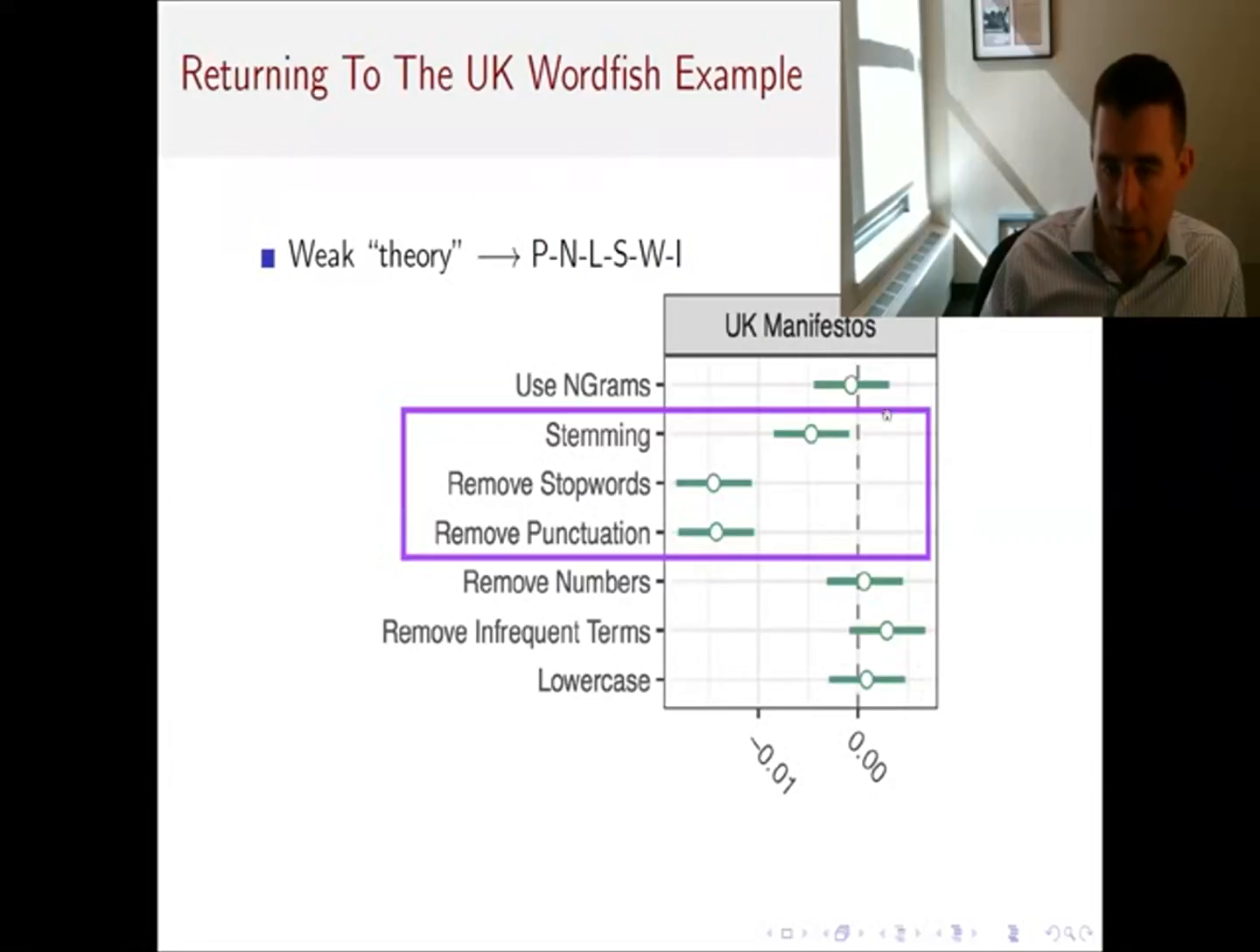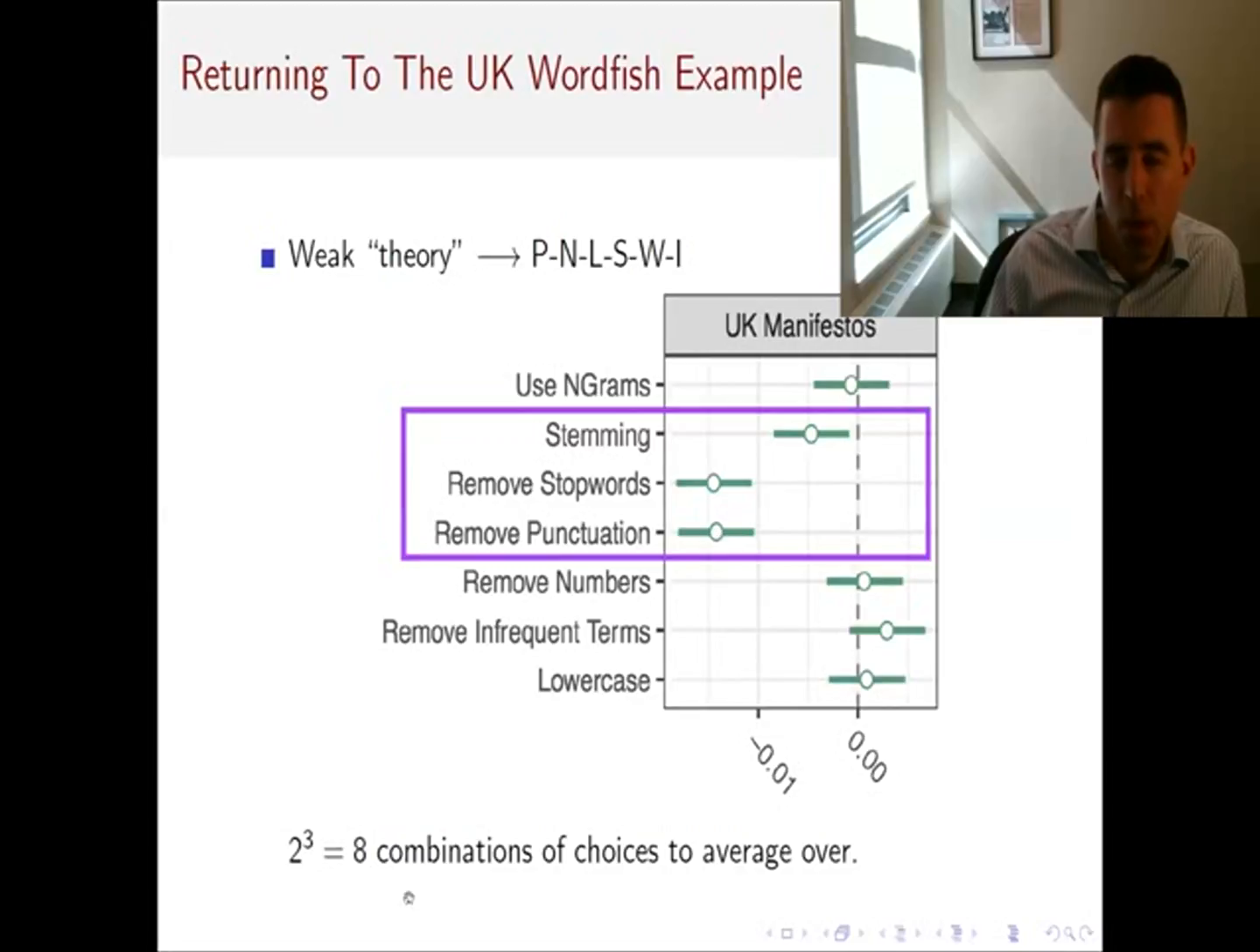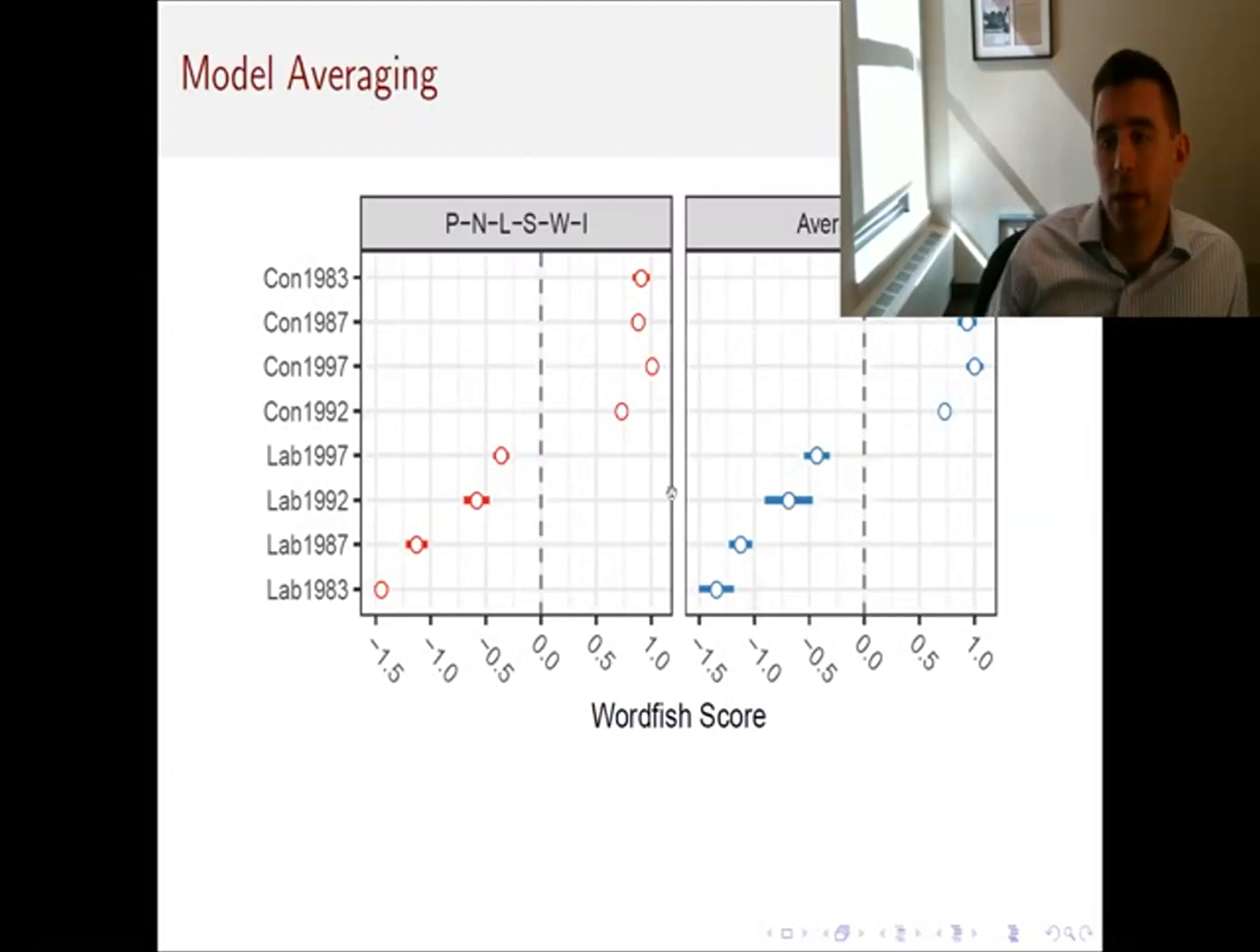Whether we use n-grams or not doesn't matter, whether we remove numbers, and so on and so forth. Right? But these things in here do matter, or rather, there is some evidence that they may matter in that they are affecting things at the margins in ways that are not consistent with other ways we could have preprocessed the data. So what we need to do then is sort of average over these 8 specifications. So with stemming and without, with stop words and without, and with punctuation and without, but as a combination. So there are some ways to do that, and we go through those in the paper.